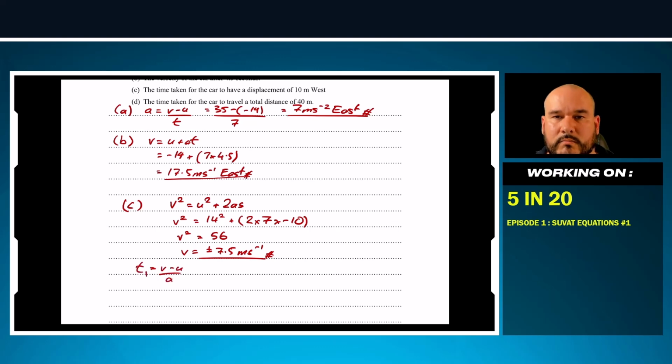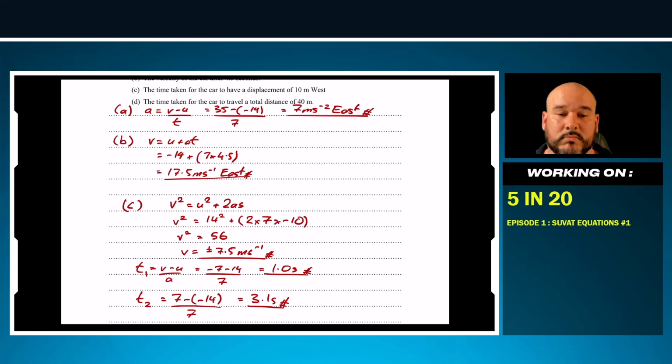So we can say the first time that it's going to happen is (v minus u) over a. We get (minus 7 minus 14) over 7. So therefore, our first time is going to be around about 1 second. Our second time that it happens is going to be when it's moving back towards the east, so that its velocity is plus 7 instead of negative 7. And therefore we end up with a time of around about 3.1 seconds.